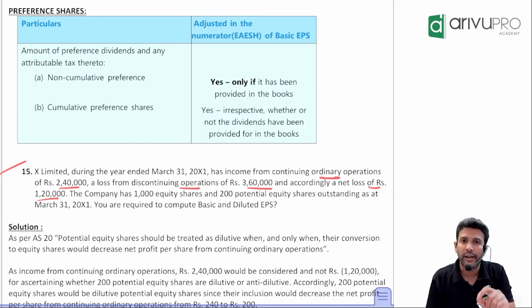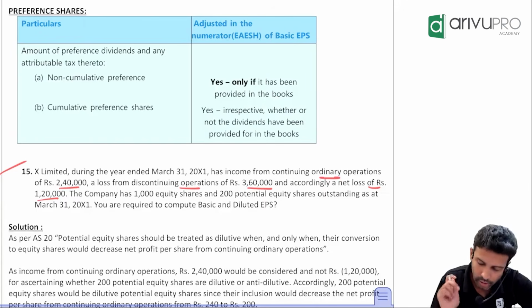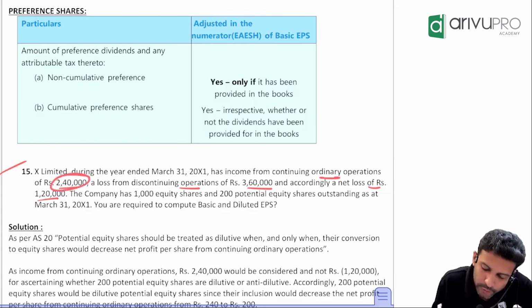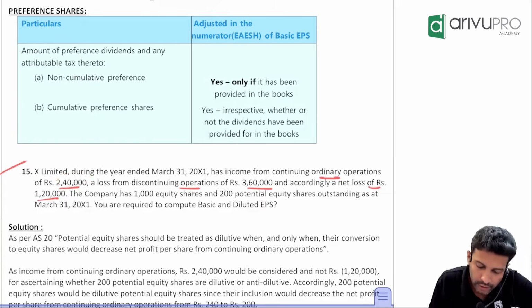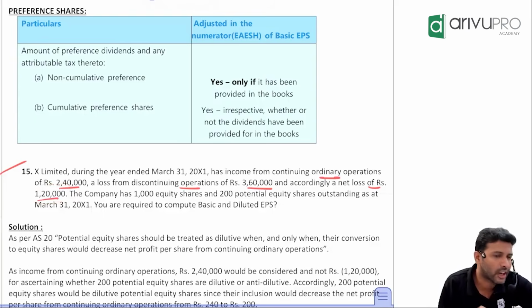So continuing operation means that which is getting continued. Discontinuing operation means that which is getting discontinued. From continuing operation, how much profit you made? 240. From discontinuing operation, you made profit or loss? How much loss? 360. That means net, company made profit or loss? From this division 240, from another division loss 360. Net, company reported a loss of how much? 160. That is your total operations.